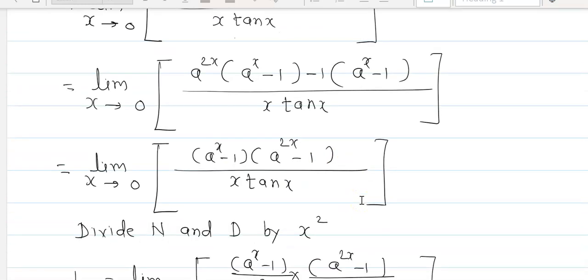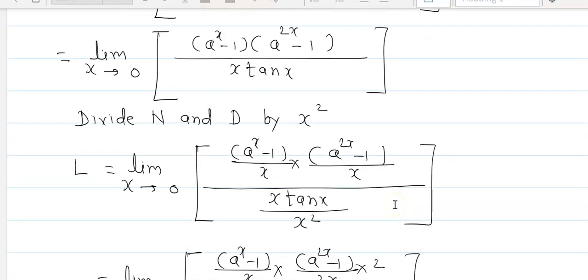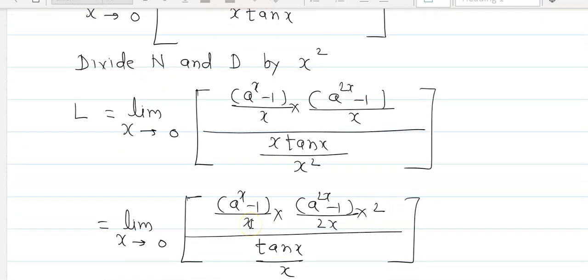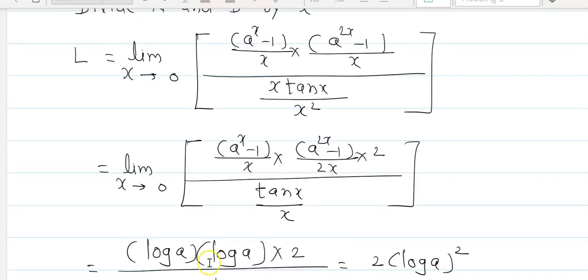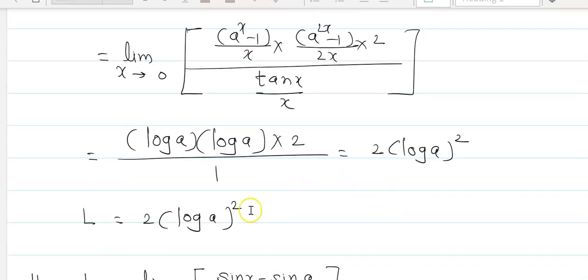Divide numerator and denominator by x square and you will get (a^x − 1)/x into (a^2x − 1)/x upon x tan x upon x square: (a^x − 1)/x into (a^2x − 1)/2x into 2 upon tan x upon x. Therefore, you will get log of a into again log of a into 2. That is 2 times log of a, and therefore the answer is 2 times log of a, bracket square.